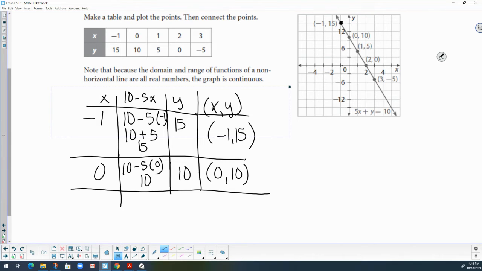So then I'm going to come over and plot that point. So 0, x is here, and then 10 is right there. So I just plot that point. And then I just keep going.